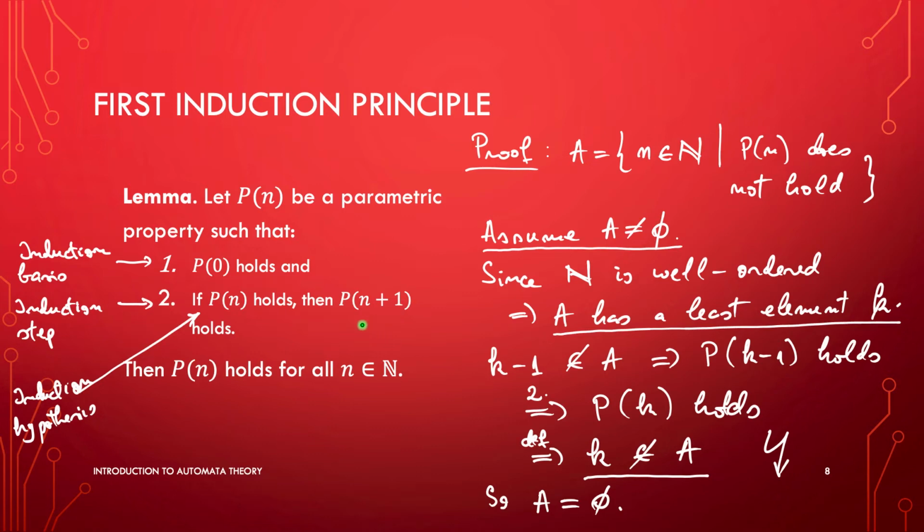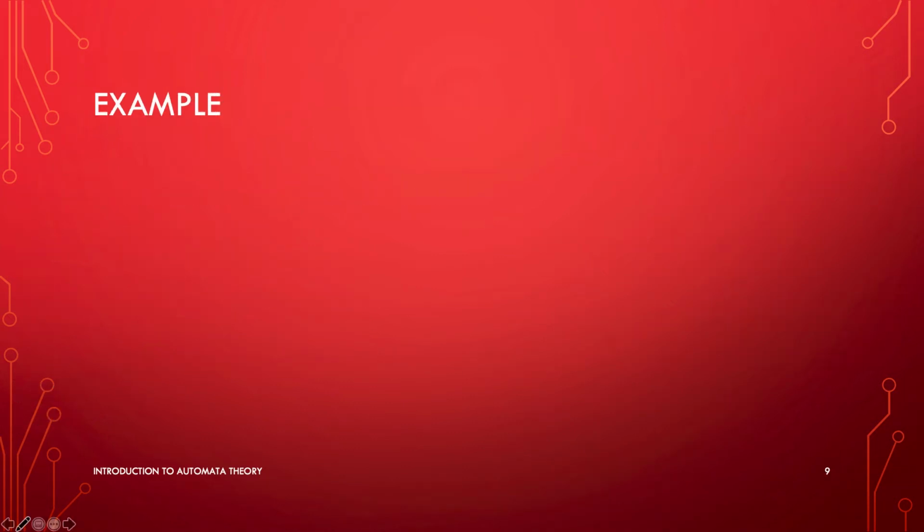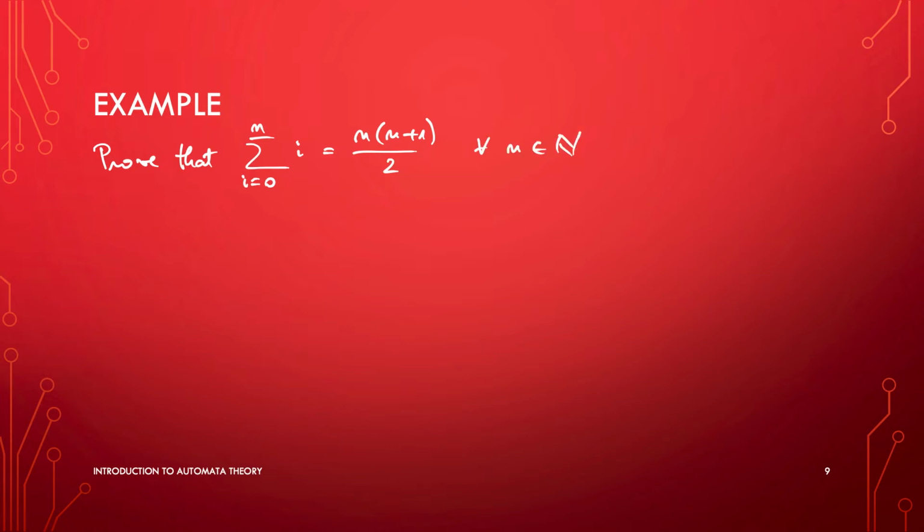So I want to show you an example of how this is used in practice. And the example I want to show by induction is the following. I want to prove that the sum from i equals 0 to n of i is equal to n times n plus 1 over 2 for all natural numbers n.